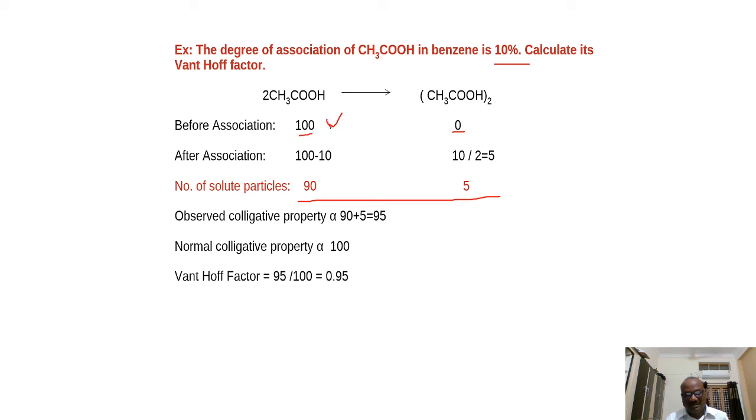So this is a normal colligative property: 100 corresponds to the normal colligative property, whereas 90 plus 5, 95, corresponds to the observed colligative property. So the observed colligative property is directly proportional to 95, and the normal colligative property is directly proportional to 100, so that you can calculate the Van 't Hoff factor. 95 by 100 means 0.95. Like this we can calculate the Van 't Hoff factor. It is defined as the ratio between observed colligative property and normal colligative property, or the ratio between the normal molecular weight and observed molecular weight in the colligative properties experiments.